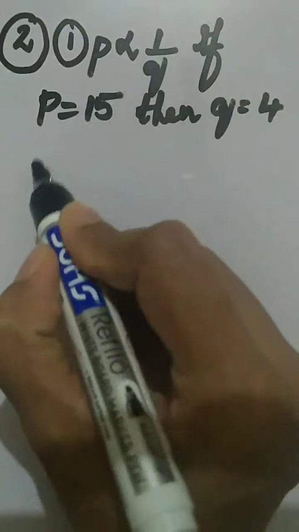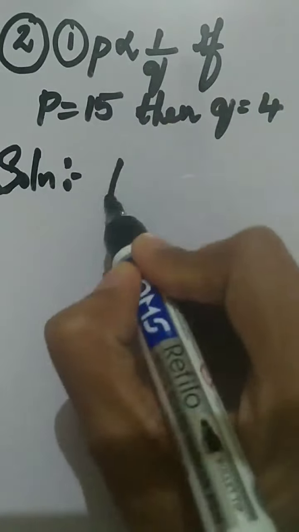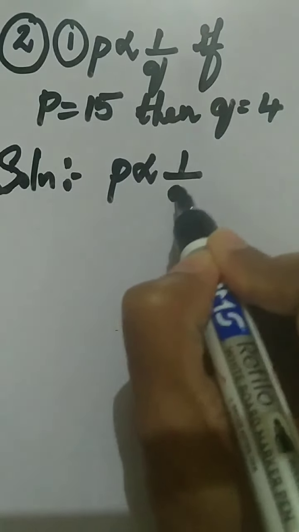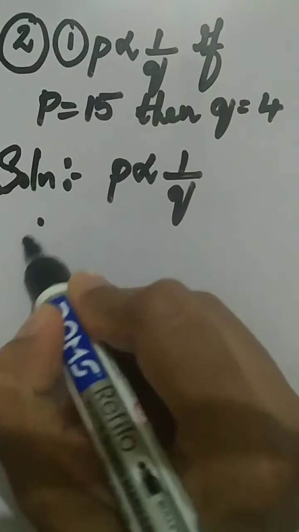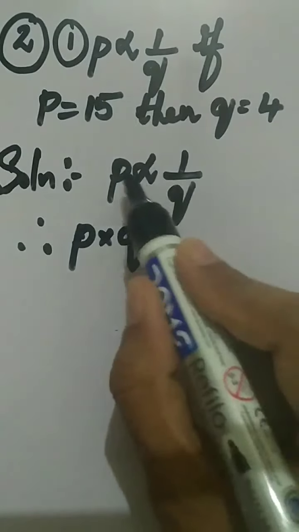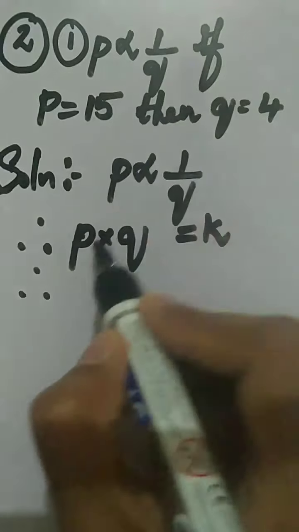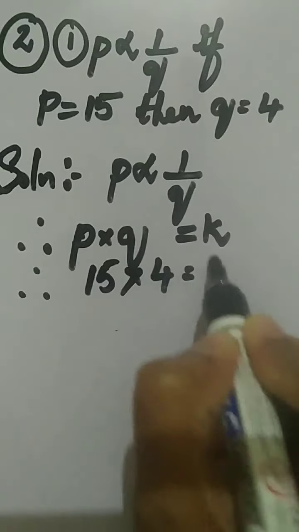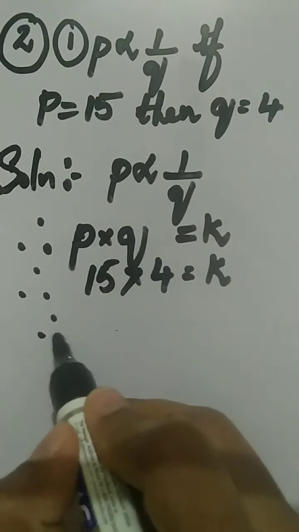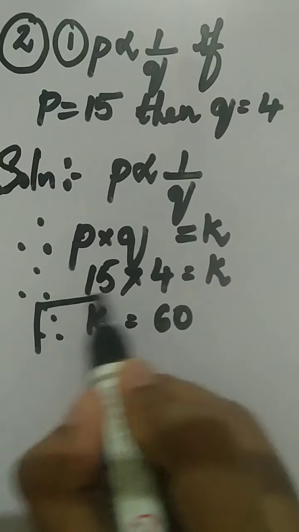Okay, so let's start. First you will write solution. Now copy the same. P varies inversely to Q. Say it along with me. So if it is inverse variation, you will multiply P and Q. P into Q will be K, the constant. Therefore, now put the values of P and Q. P is given as 15 and Q is given as 4, so 15 into 4 is K. 15 fours are how much? 60. Therefore, K is equal to 60. So you got the constant.